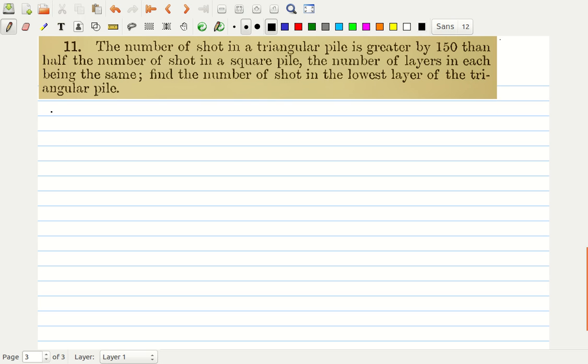Okay, so let the number of layers be n. What we are talking about is a triangular pile, the lowest layer being an equilateral triangle with side of n balls. You have an equilateral pyramid and you have a square pyramid.